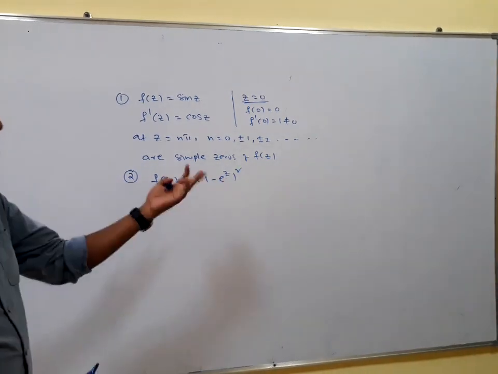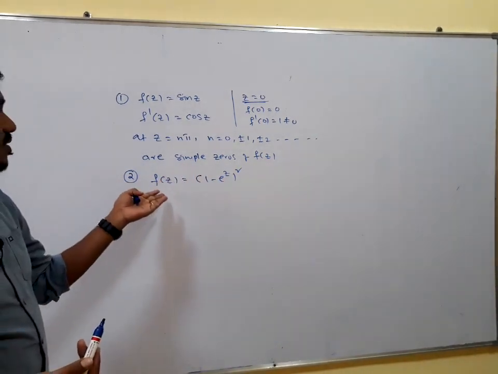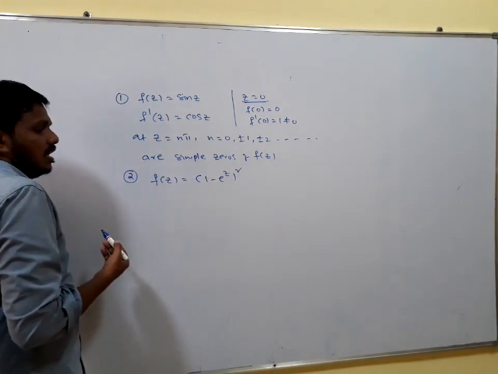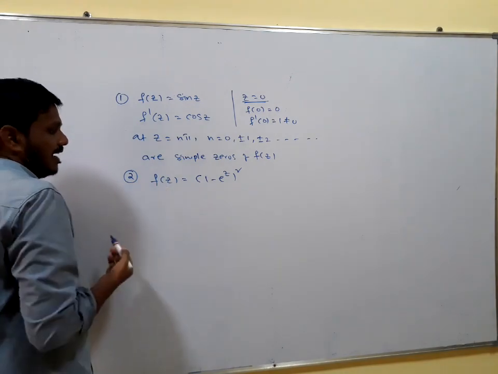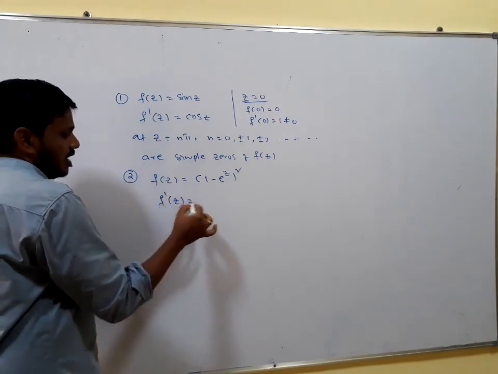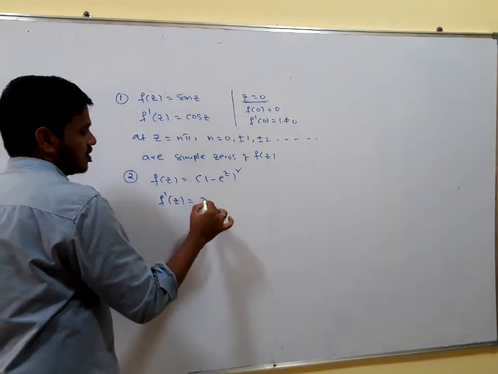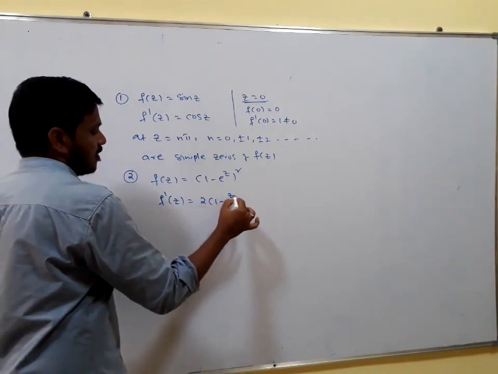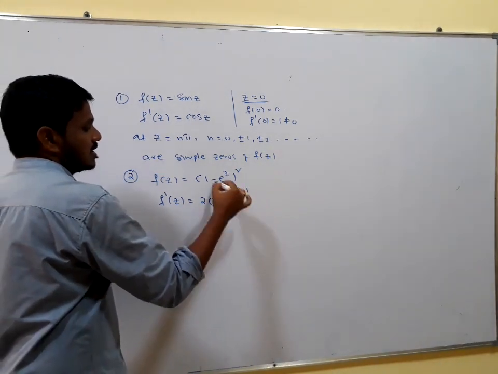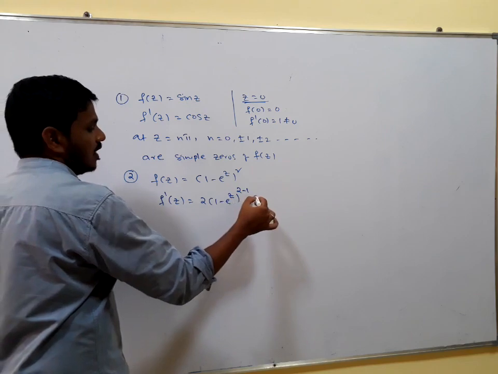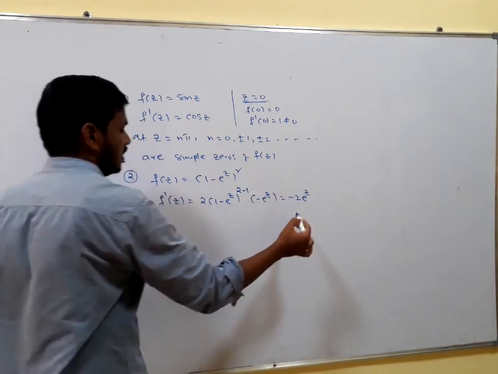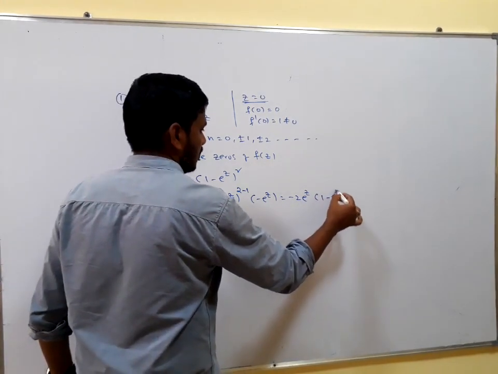Right, if I take z equals 0, you will get f of 0 equal to 0. Right, if we want to find the number of zeros of different orders, take f dash of z. f dash of z is equal to 2 into (1 minus e to the power of z) to the power of 2 minus 1, into the derivative of (1 minus e to the power of z) with respect to z, which is minus e to the power of z. So it is minus 2 e to the power of z into (1 minus e to the power of z).